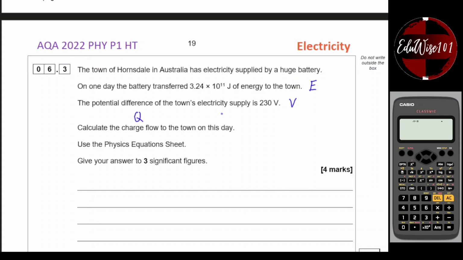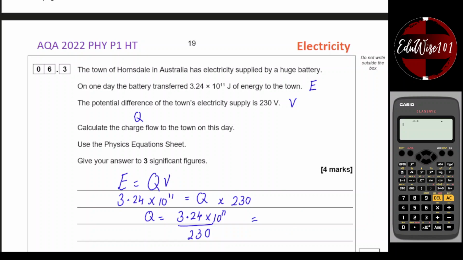So the equation that links all three of them is energy equals the charge multiplied by the potential difference. So substituting these values, 3.24 times 10 to the power 11 equals the charge multiplied by 230. So the charge Q is 3.24 times 10 to the power 11 divided by 230.